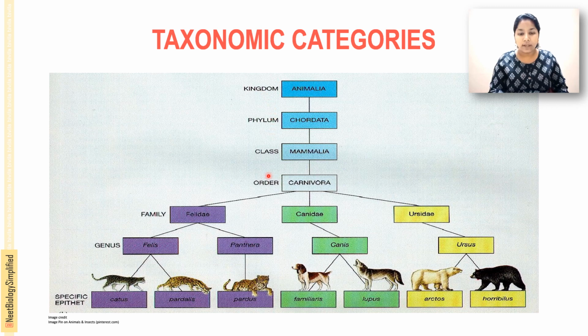These are the different categories, and as we go on to the higher categories, the morphological similarities keep on decreasing, and at the species level more similar organisms are present, and they become unique in their characteristics. Okay. So that is all about today's topic.